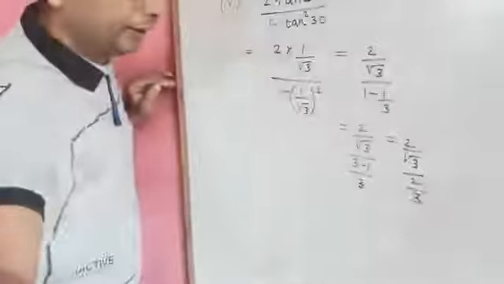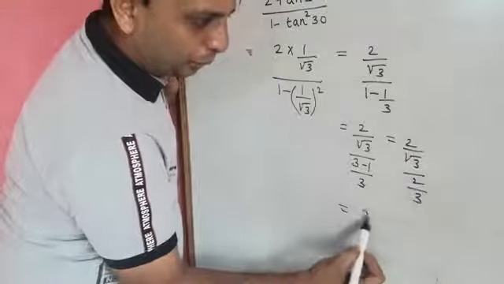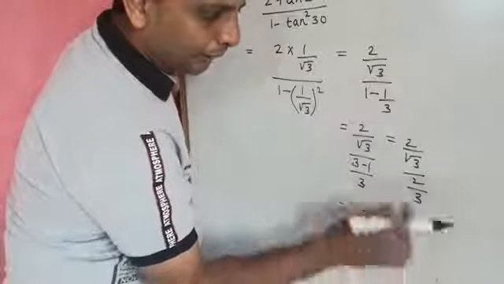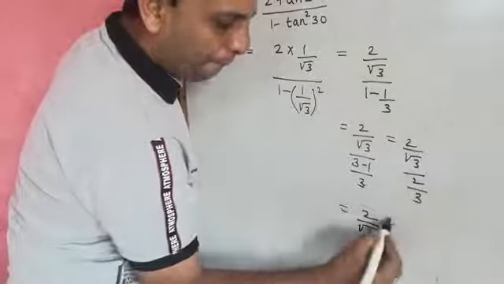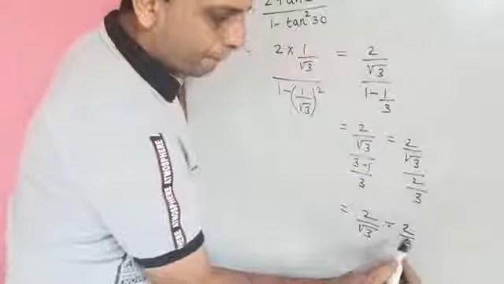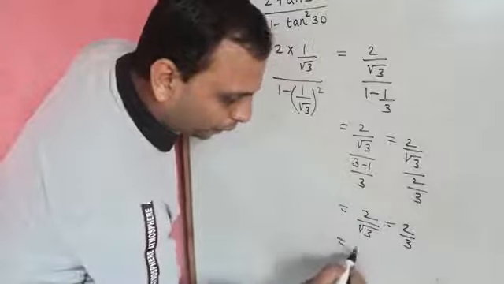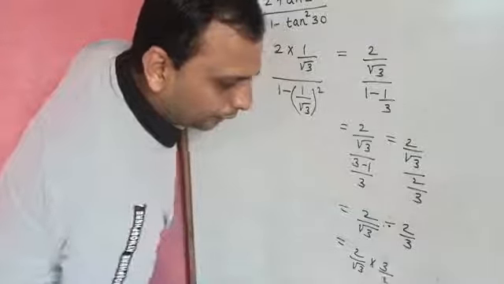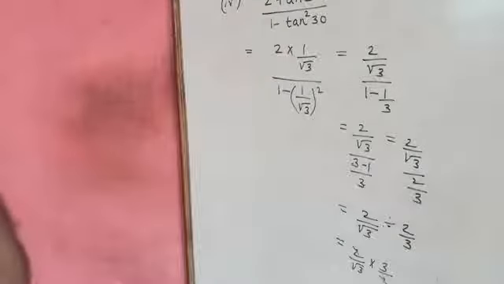Next step we can try here. So we get 2 upon root 3 upon 2 upon 3. This is in divide form, so 2 upon root 3 will multiply with the reciprocal, 3 upon 2. The 2 will go in the denominator, and 2 and 2 cancel. Now we have 3 upon root 3.